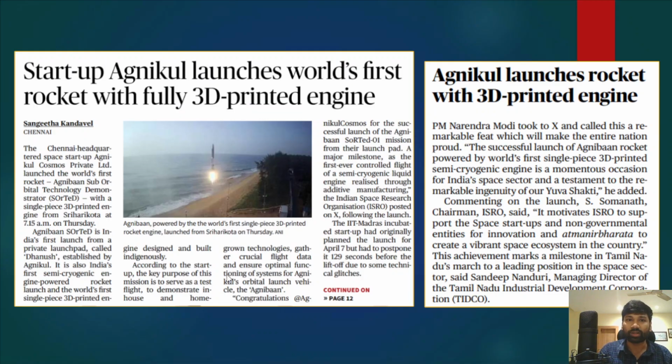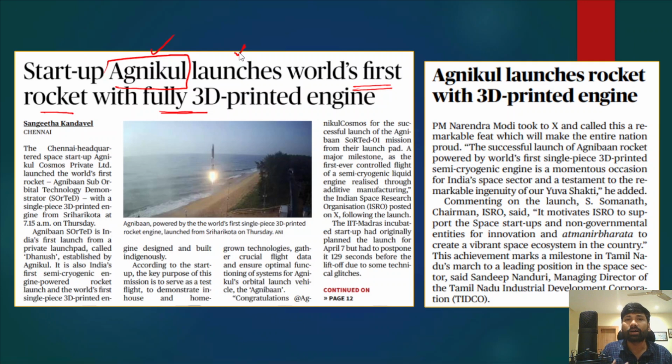Okay, so that's all about women's representation in leadership roles in corporate. Next very important article is with respect to a space-based startup, Agnikul, and it has recently launched the world's first rocket with a fully 3D printed engine. Okay, so Agnikul Cosmos is a space startup in India and it has launched the world's first rocket with a fully 3D printed engine, and this is very, very important. Please remember this.